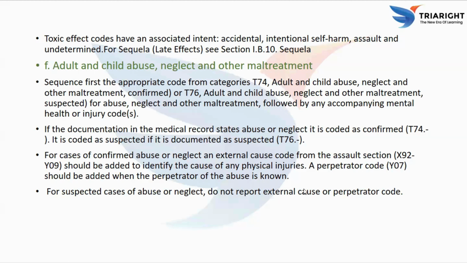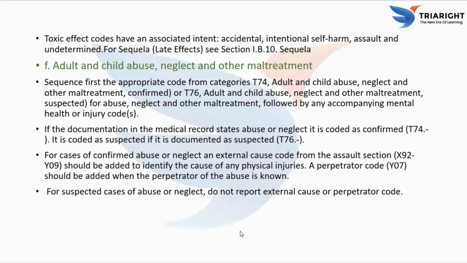So do not add external cause codes, do not add perpetrator codes when abuse is only suspected. So add these external cause codes and perpetrator codes only when the abuse is confirmed. Only in the confirmed cases you have to assign these X92 to Y09 category codes and Y07 category codes.